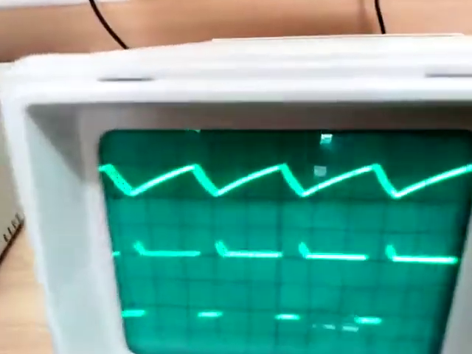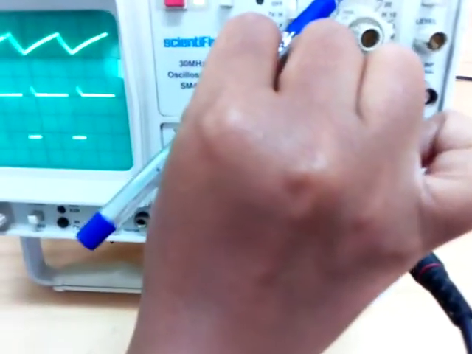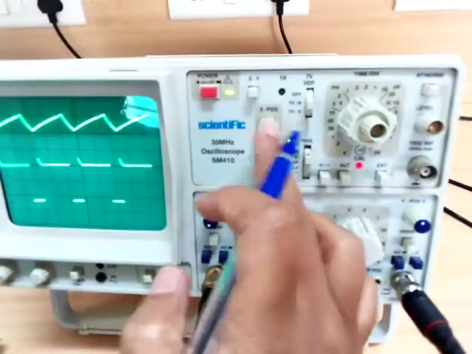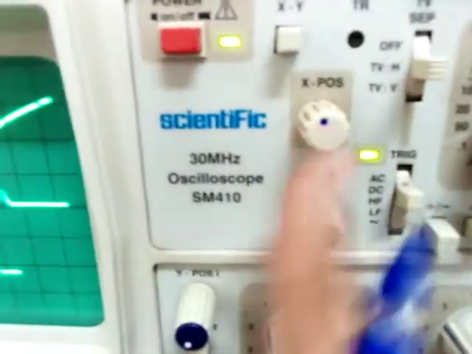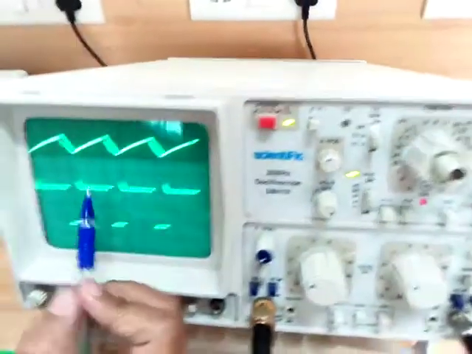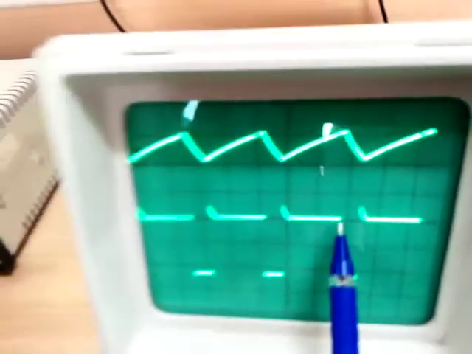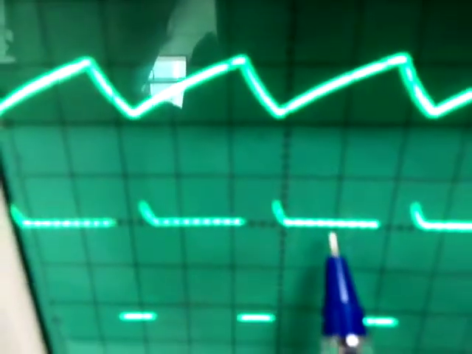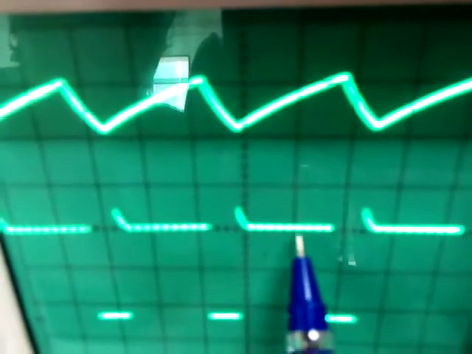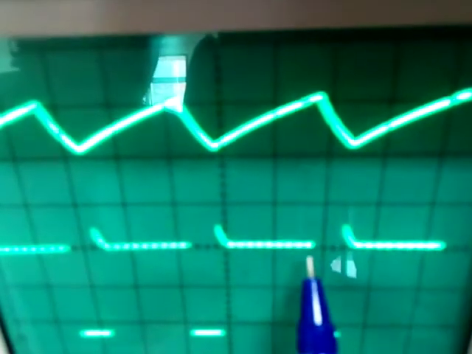For T on, observe here in the waveform. Set the waveform in such a way that you can measure it. By varying the X position and Y position knobs, you can set the waveform to here. This is the origin point. From here, you need to count how many divisions. From here to here it is 1 division. After 1 it is 0.2, 0.4, 0.6, 0.8.